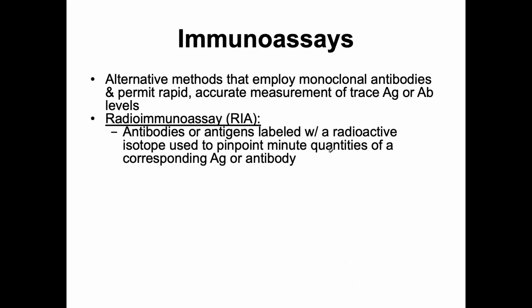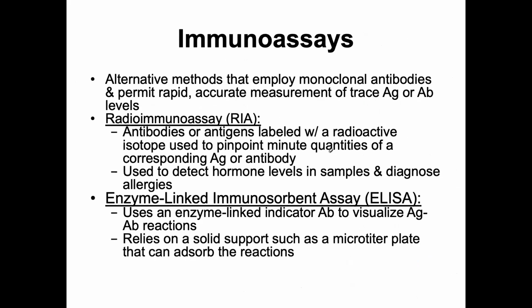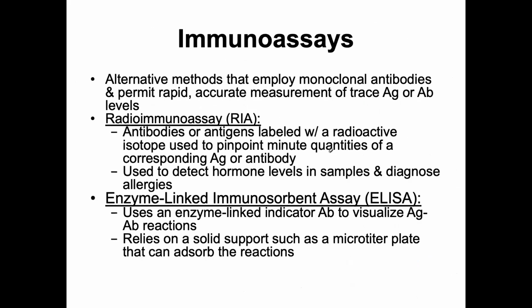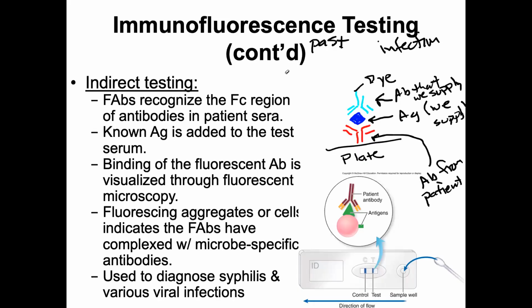Other methods include radioimmunoassay, where antibodies are going to have a radioactive label attached to them. And we can use this to detect the presence of a particular molecule in a sample. And then ELISA, which uses an enzyme-linked indicator antibody to see the antigen-antibody reaction, okay? And so that's sort of like what's going on in the previous slide here. This could be an ELISA type test.